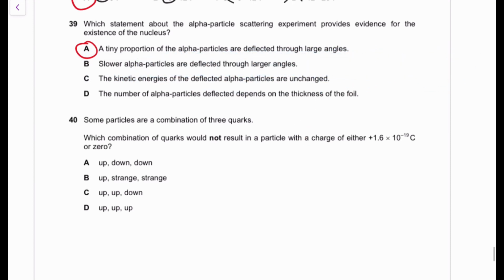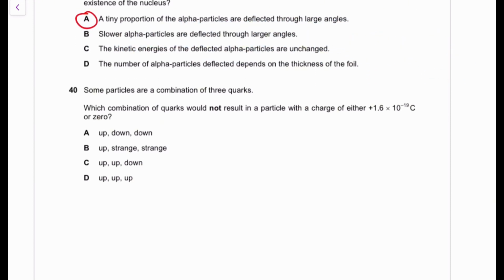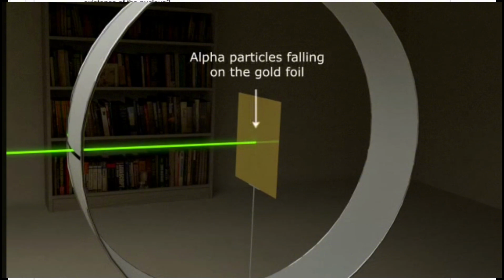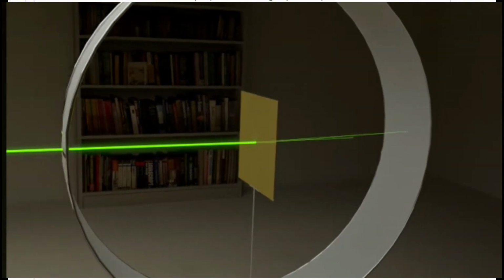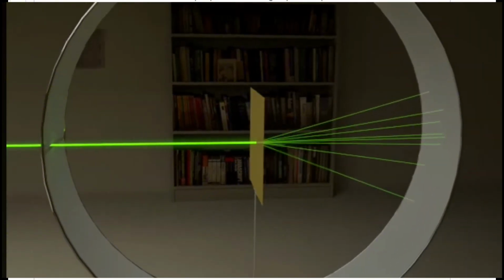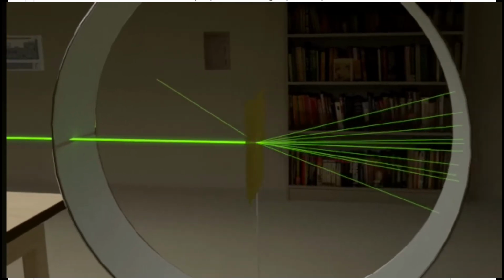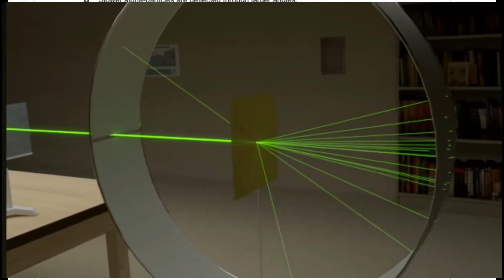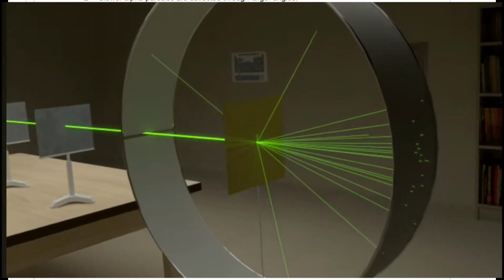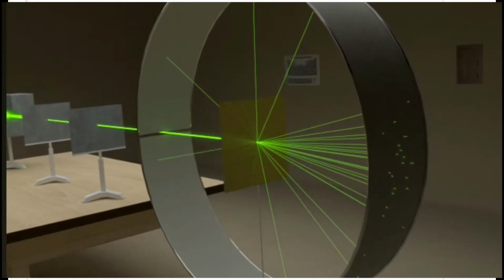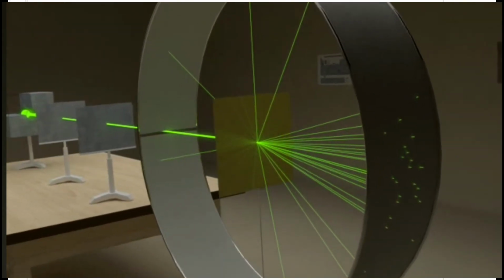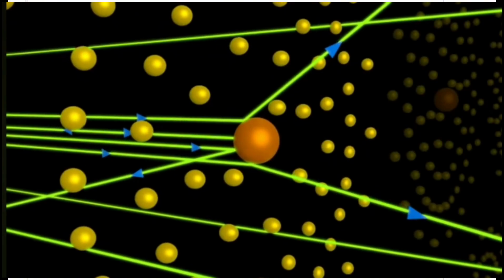But for question 40, some particles are a combination of three quarks. Which combination of quarks would not result in a particle with a charge of either plus 1.0, which is going to be plus E, okay, or zero, right? We know that an up quark is a charge of plus 2/3. A down quark is a charge of negative 1/3. A strange is a charge of negative 1/3. So let's start with A. An up is going to be 2/3 plus negative 1/3 plus negative 1/3. That's going to give you zero.